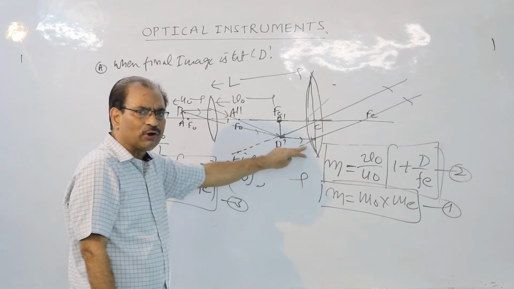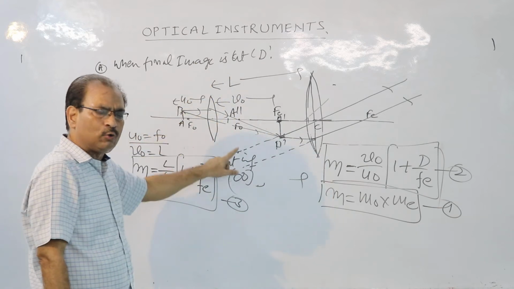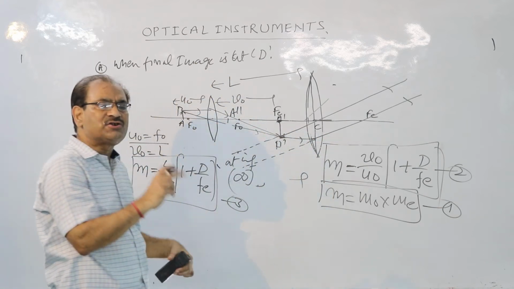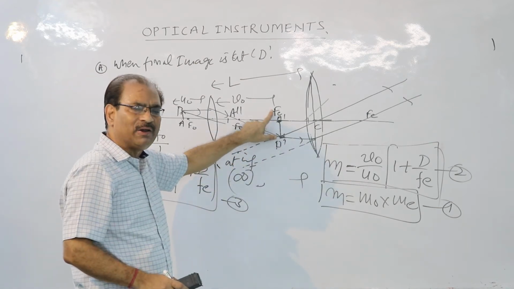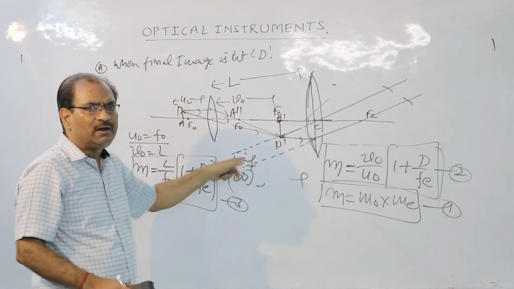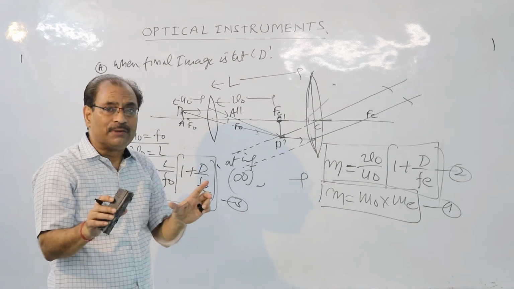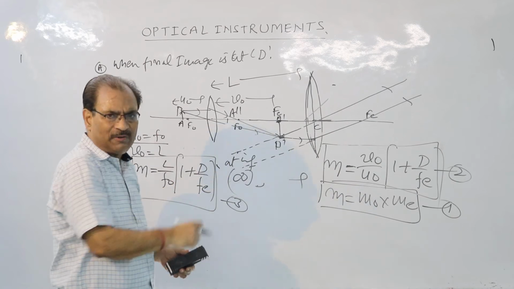This will become the object for the eye lens, right? And then for case number 2, the distance between the two lenses is so adjusted that it becomes right at the principal focus for the eye lens. So the final image is formed at infinity as shown in the diagram. So no need to cram the principle. You can just use your own language and just write down the principle.